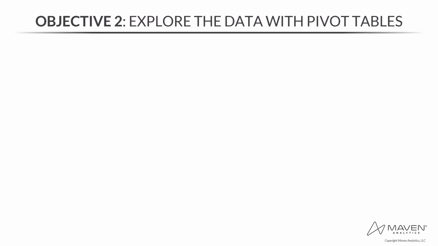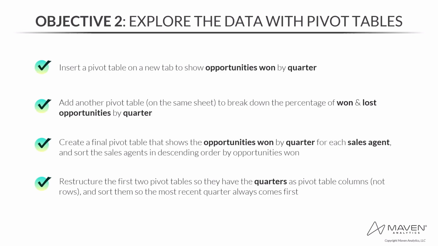Time for objective number 2, which is to explore the data with pivot tables. Once again, we're going to be walking through 4 tasks. So number 1, we'll want to insert a pivot table on a new tab to show the number of opportunities won by quarter. We'll then add another pivot table on that same sheet to break down the percentage of won and lost opportunities by quarter. Next, we'll create a final pivot table that shows the opportunities won by quarter for each sales agent, and then we'll sort the sales agents in descending order by the number of opportunities won.